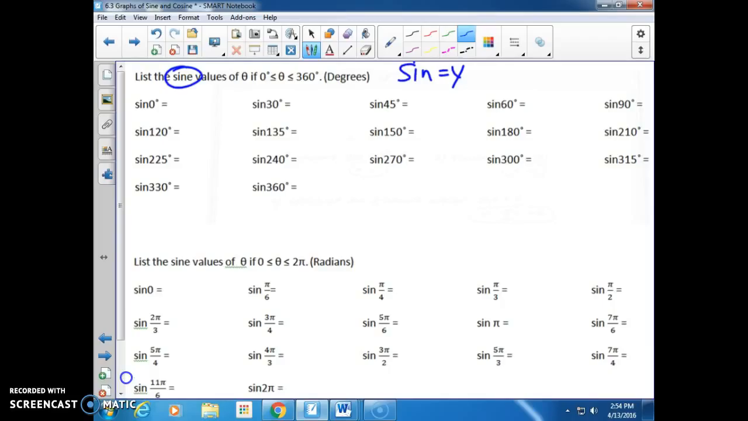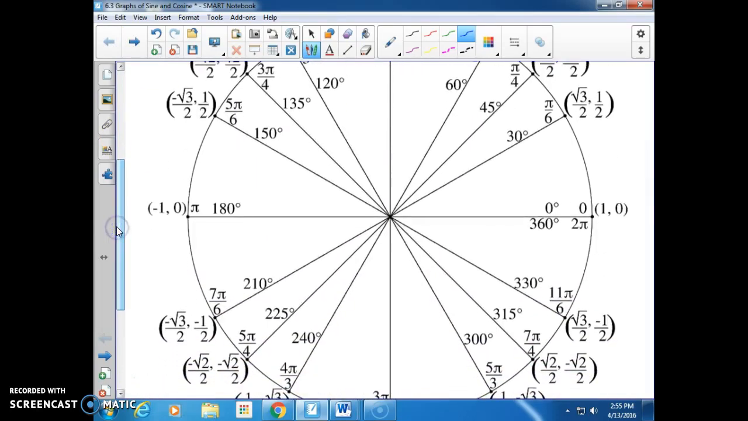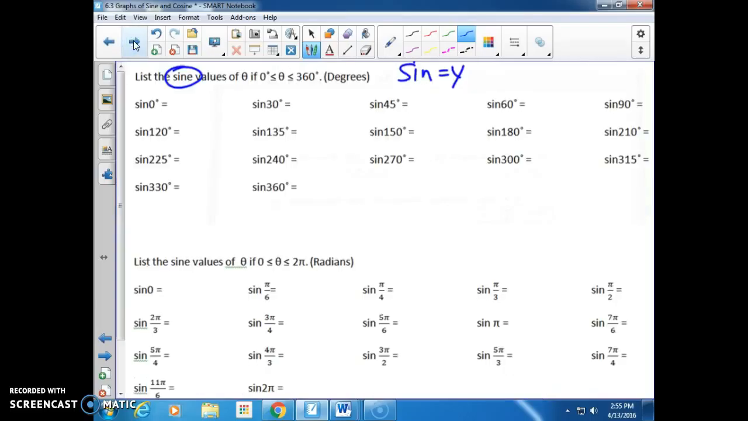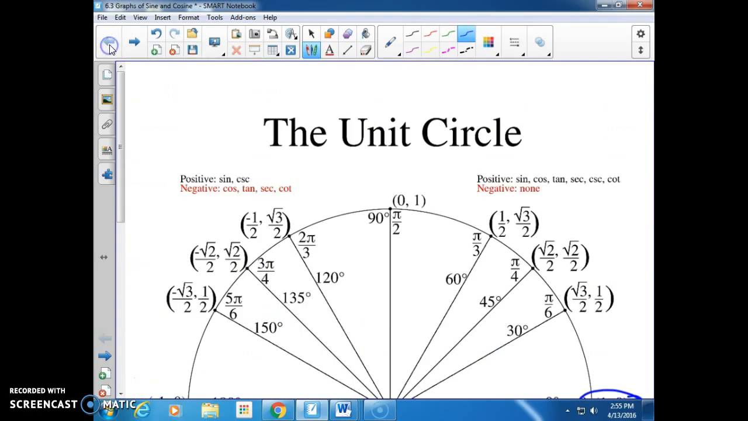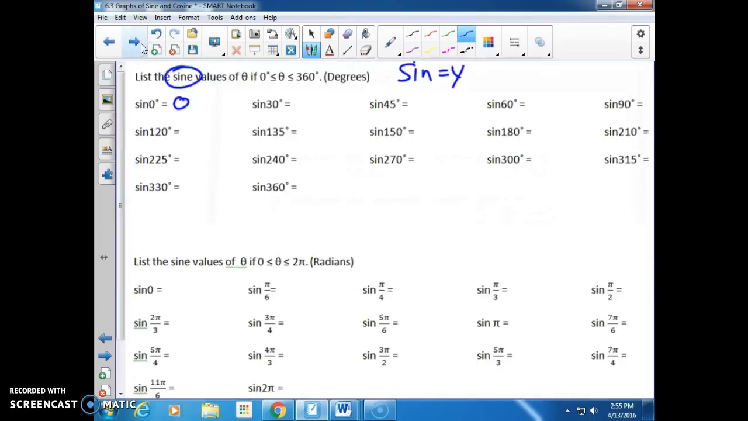So if I look at my completed unit circle from yesterday, 0, so if I'm here at 0, my y value is 0, which makes this 0. And then I can do the same thing. So if I go back and I see sine of 30, remember it's the y value. So the y value here would be 1/2.